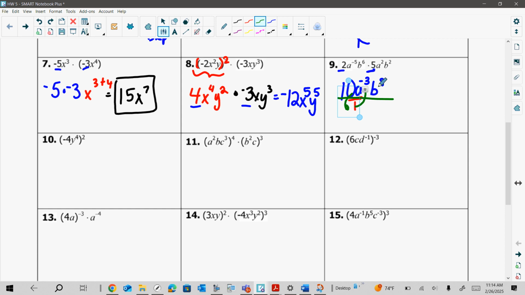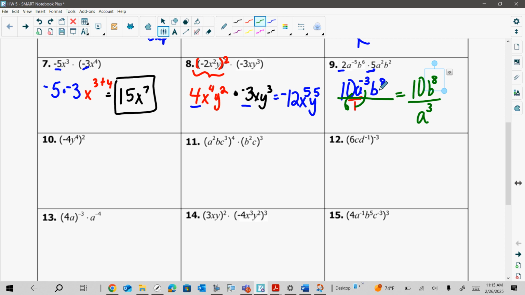Now, is 1 going to change anything on the top? When you multiply something by 1, does it change anything? No. So what you have on the top is 10b to the power 8 over a to the power of 3. Basically, I moved this negative exponent to the bottom. Keep everything else on the top.